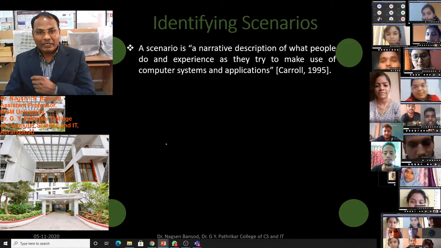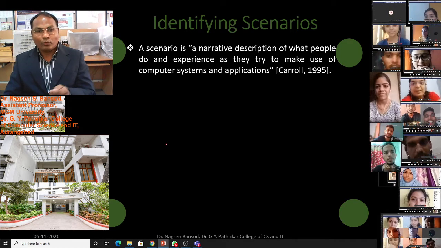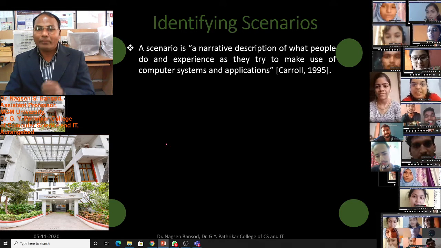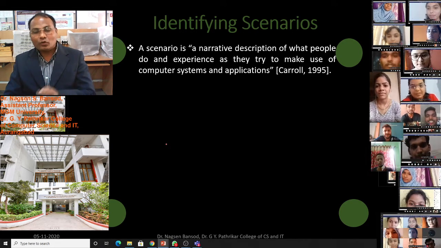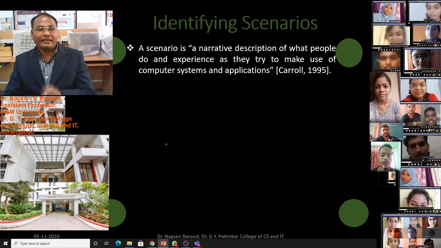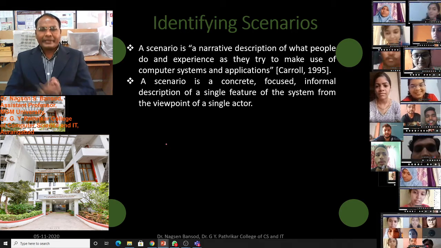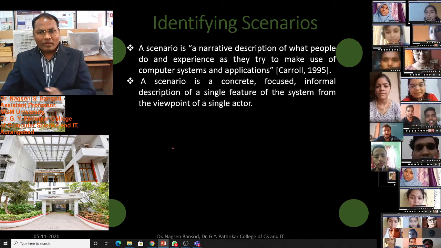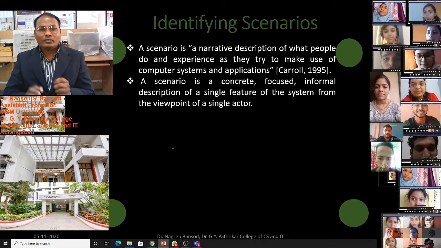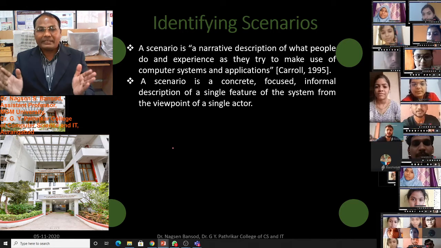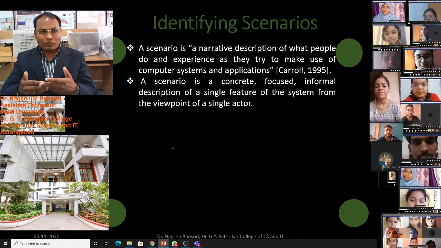Identifying scenario. A scenario is a narrative description of what people do and experience as they try to make use of computer systems and applications. Carroll explained this in 1995. A scenario is a concrete, focused, informal description of a single feature of the system from the point of view of a single actor. There may be various scenarios in one system.